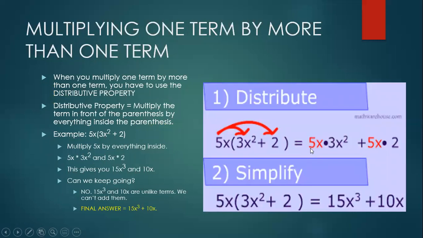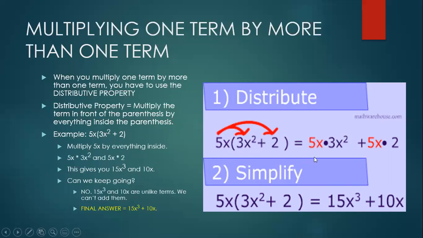Let's do more. So now we're going to multiply one term by more than one term. When you multiply terms by more than one term, you have to use what's called the distributive property. You have to multiply the term that's in front of the parentheses by everything inside the parentheses. So the 5x has been multiplied by everything inside the parentheses: 5x times 3x squared plus 5x times 2.